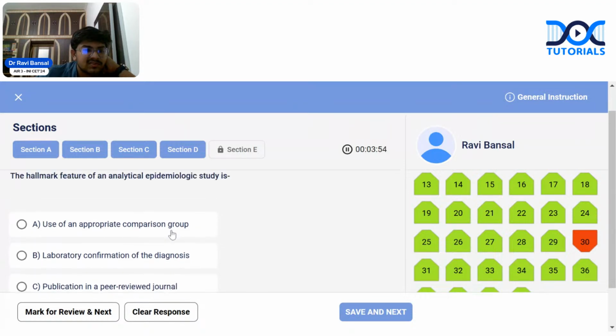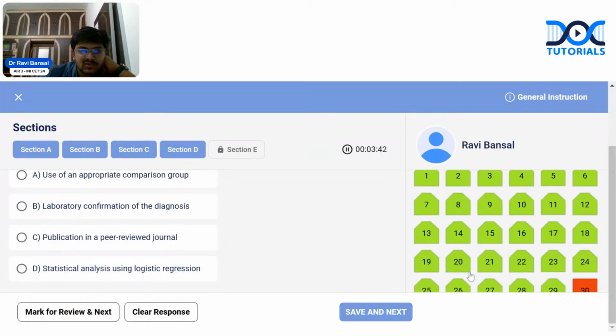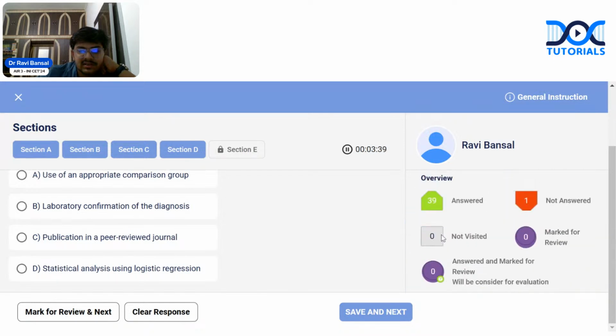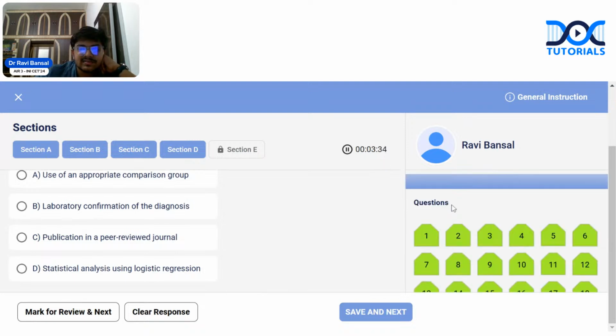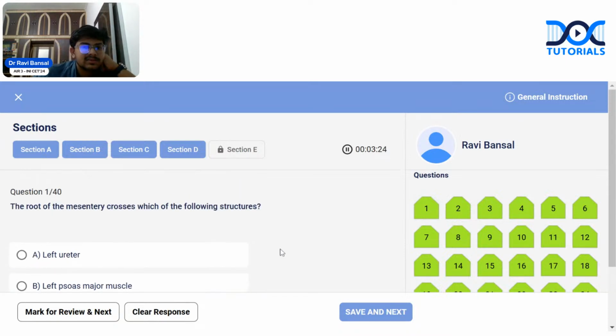So these options are very confusing to me. I do not know anything about analytical study and publication confirmation. So I'm just gonna skip this question. We have skipped only one question in this. We have done 39 questions, and we still have 3.5 minutes remaining. In the meantime, you should just go through some questions at fast speed.